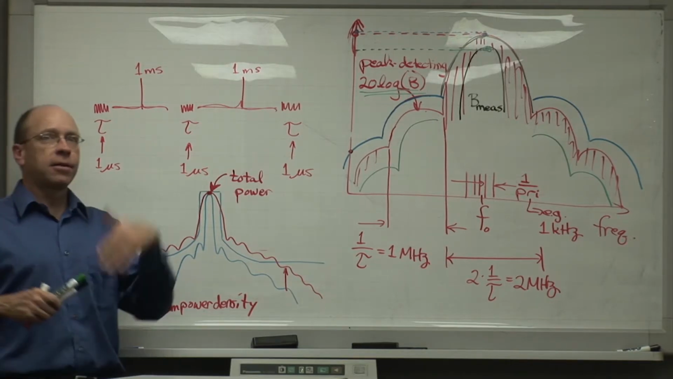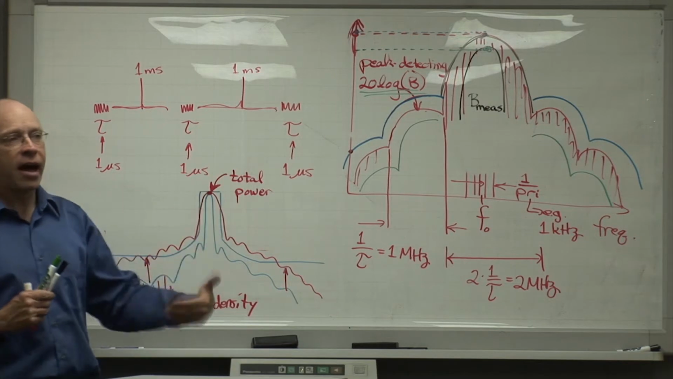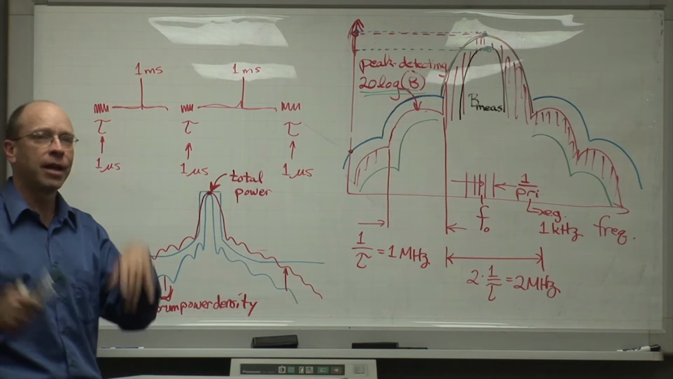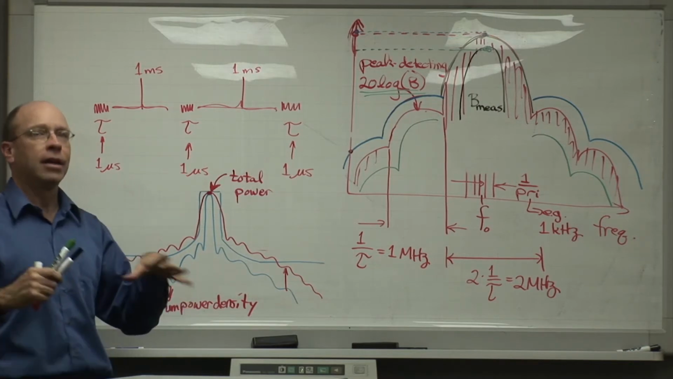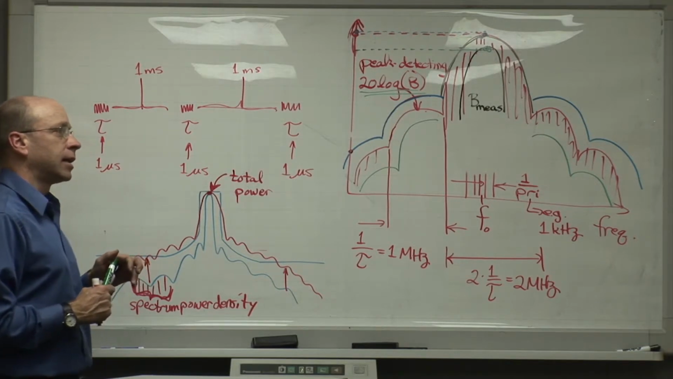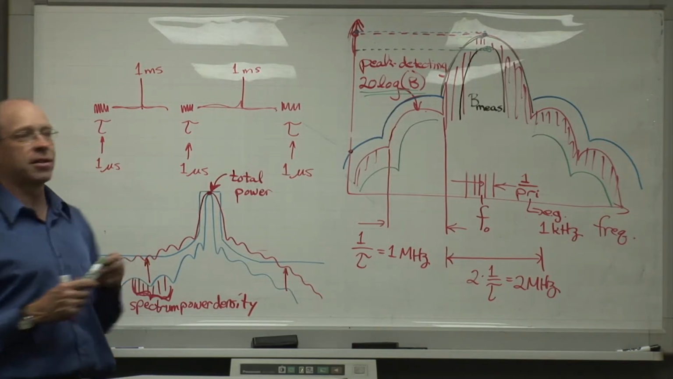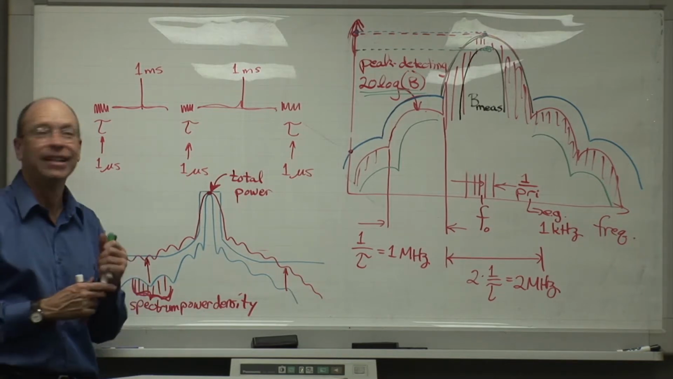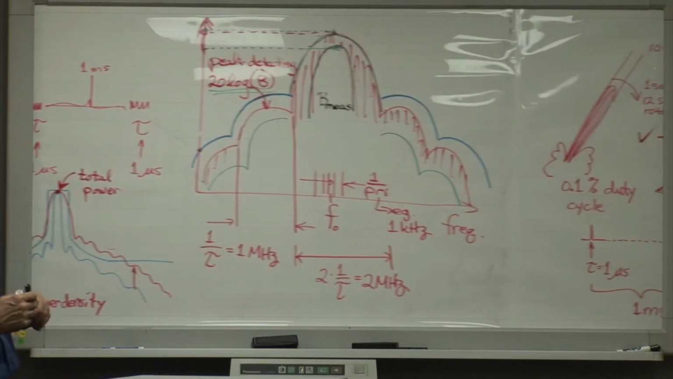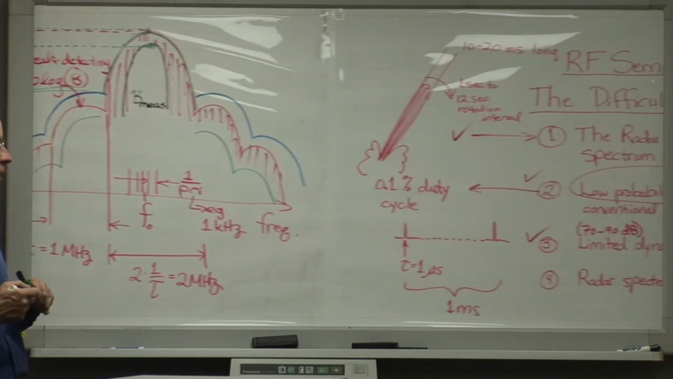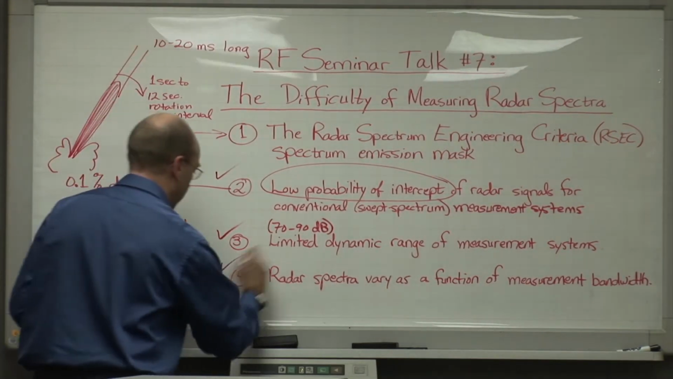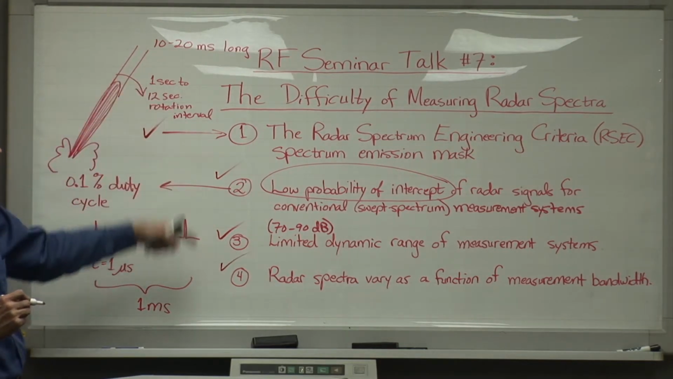So, in that sense, the assumption that lies behind the RSEC mask as a mask, which is that there exists a spectrum, and it's the spectrum, and we're going to fit it under the mask, is not really an assumption that the laws of physics and nature actually support. And so our problem is to work with that. And so that is the problem that I cite here, where I say radar spectra vary as a function of measurement bandwidth. All right, so this is the problem.